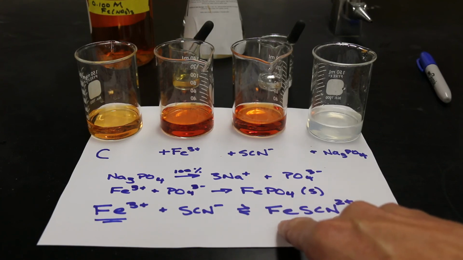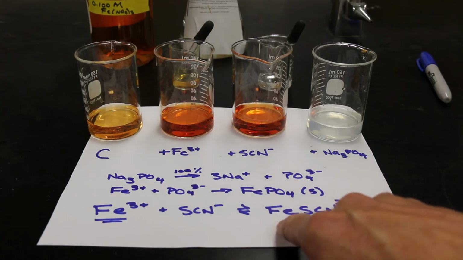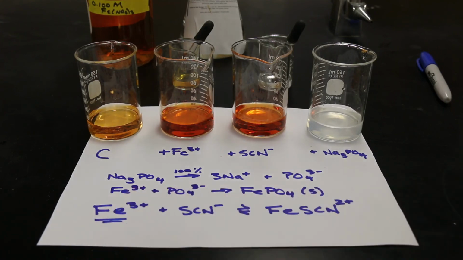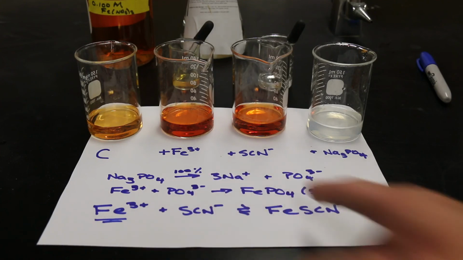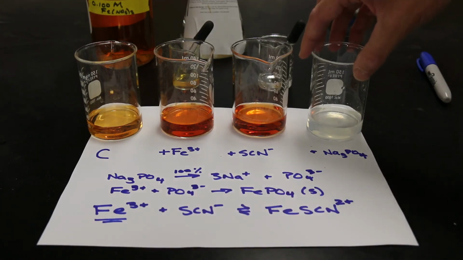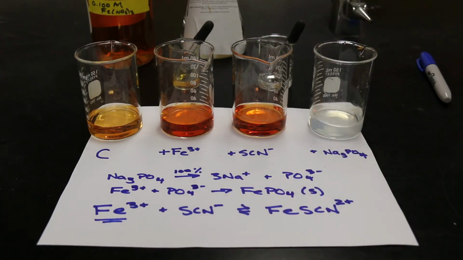In effect, the iron(III) thiocyanate complex is reacting and shifting this equilibrium to the left, trying to restore the iron concentration. But the iron concentration is being reduced by the precipitation reaction. So we've reversed the reaction, got rid of the color, and that's Le Chatelier's principle.